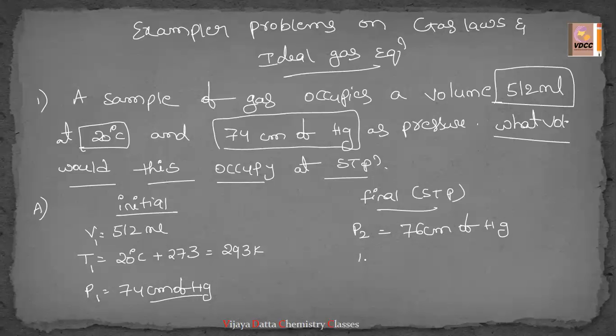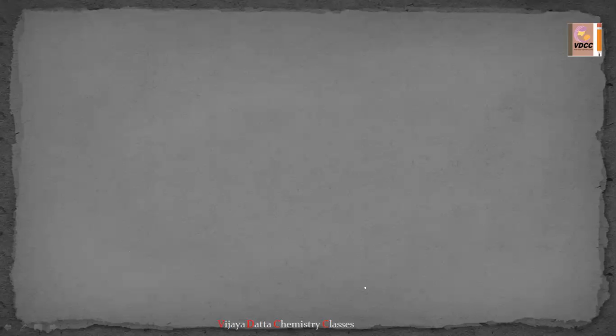Then temperature at STP conditions is 273 Kelvin. We consider 0 degrees Celsius, but we add 273, then it becomes 273 Kelvin. Then he is asking to calculate the volume. So already we know the relation: we have P1, V1, T1 and P2, V2, T2. V2 we have to calculate, so we have a formula, P1 V1 by T1. This is according to the ideal gas equation only.